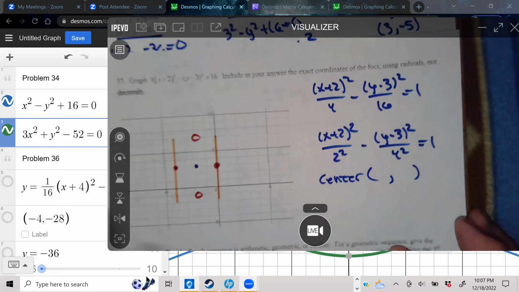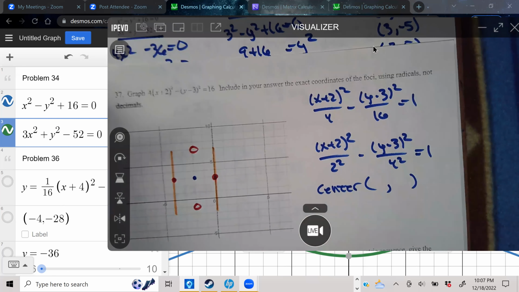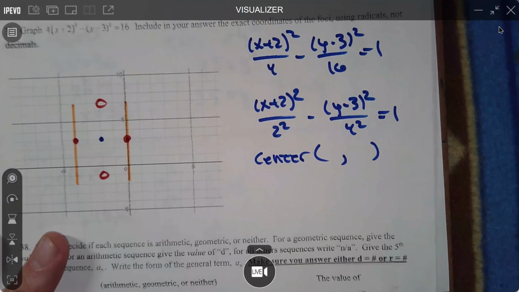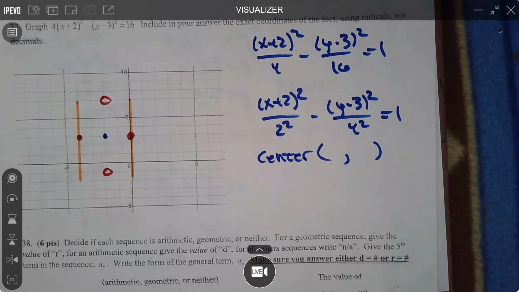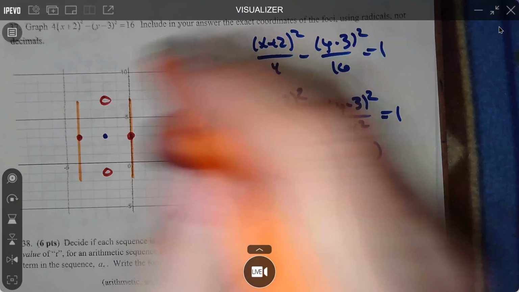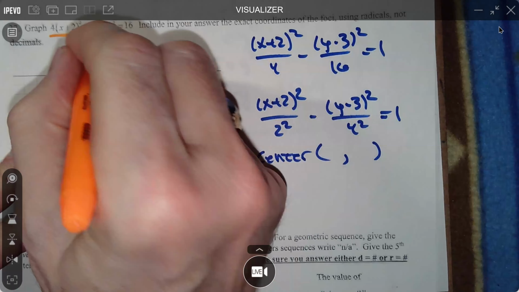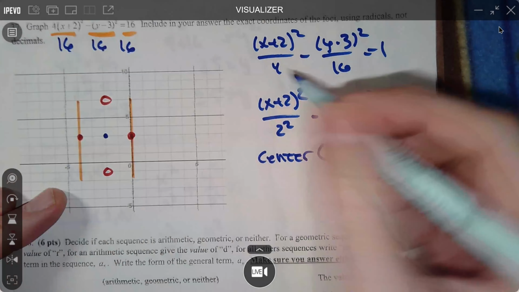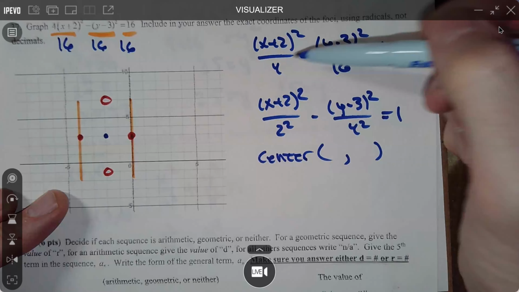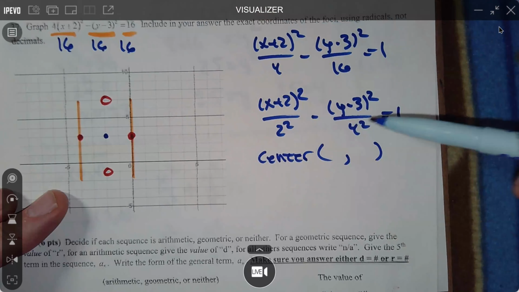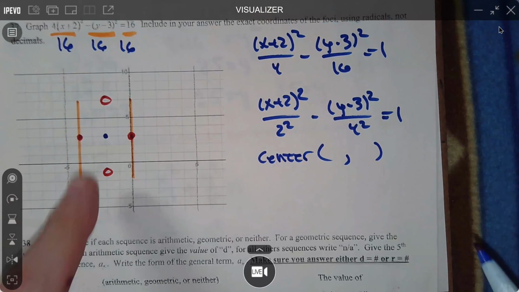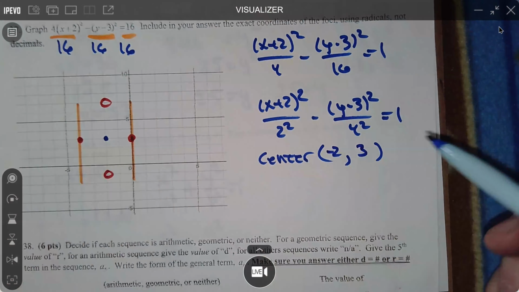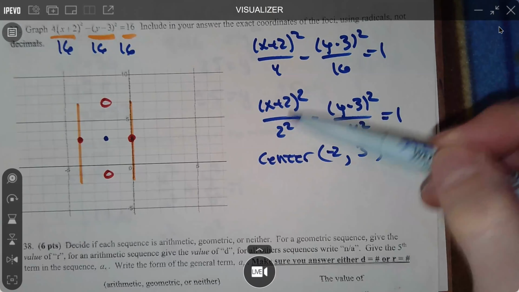Problem number 37. So let me kind of zoom out a little bit here, make our screen bigger. Again, you can do this on Desmos, but Desmos isn't going to give you everything that you need. So after you divide everything by 16 to get a 1 on the right-hand side, the 4 and the 16 cancel, leave you the 4, nothing cancels there, I've got a 16. I'll write those terms as squared. The center is going to be -2, +3. It's going to open in the x direction because that's the positive term that I have here.